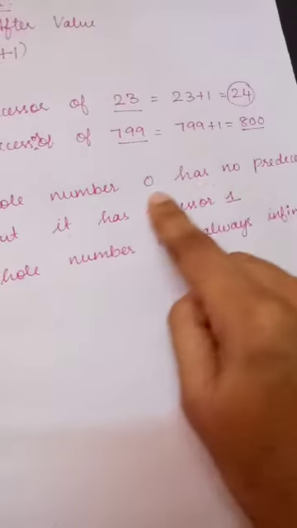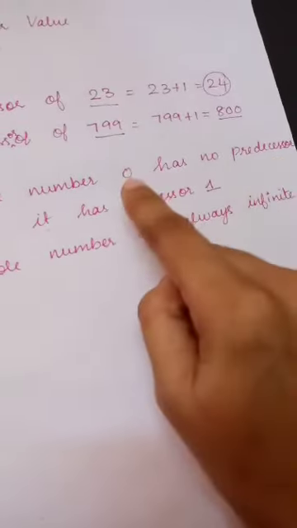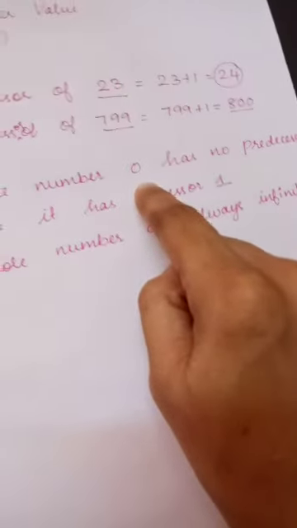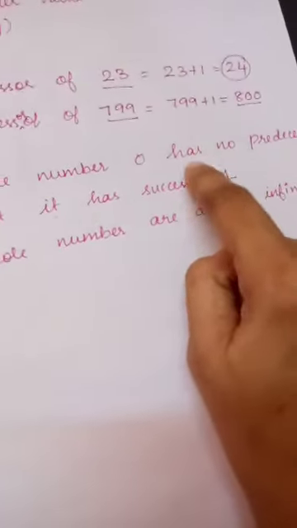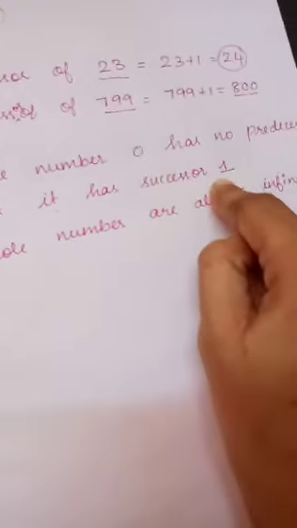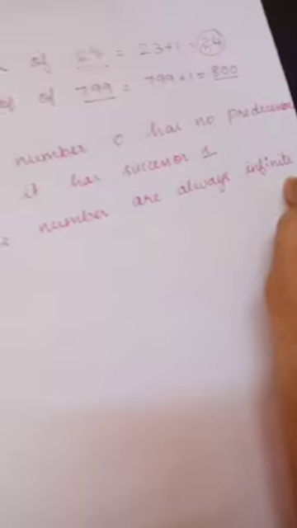Next, whole number 0 has no predecessor, because there is no number before 0. So whole number 0 has no predecessor, but it has successor 1. Whole numbers are always an infinite set.